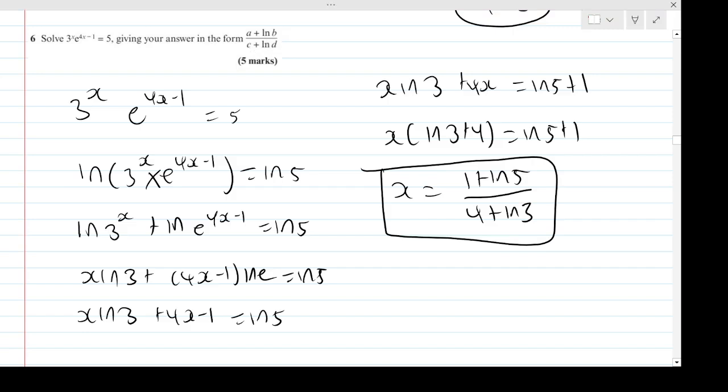Okay, cool. So hopefully you're starting to become quite confident how you can solve these various equations by taking logs and taking lns. But there we are.